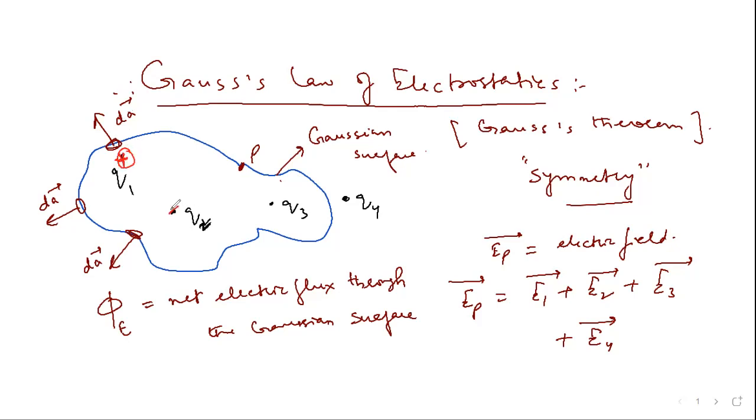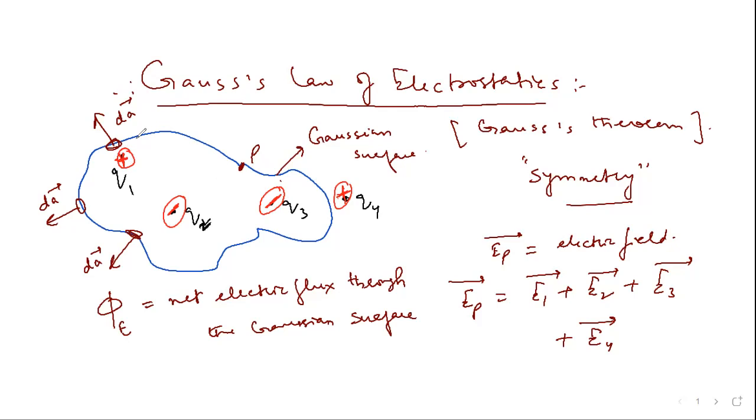Let this charge be negative. Let this be negative, right? Let this be positive. I'm specifying. So I'm taking Q1 positive, Q2 negative, Q3 negative, Q4 positive. They can be all positive, they can be all negative, they can be partly positive, some negative. There is no restriction on that.